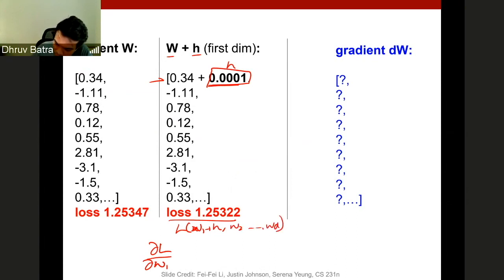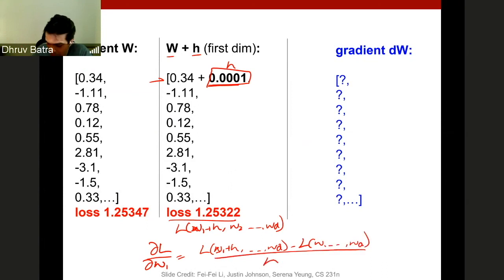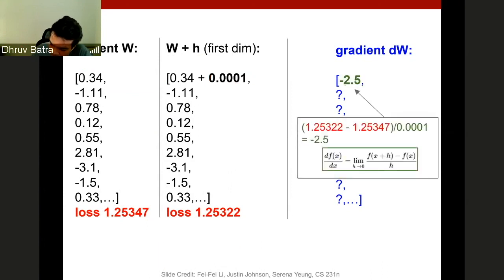That's going to give us a new loss value, and we're just going to say that this is L of W1 plus h to WD, minus L of W1 to WD, divided by h. That's just our gradient estimate. This is 2.5 because it's 1.25322 minus this value, this loss minus this loss divided by that, and that's our approximation to this.